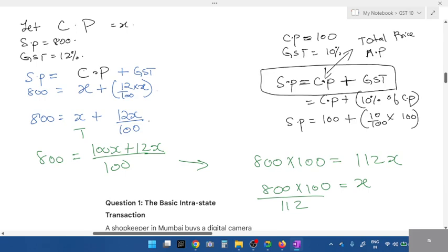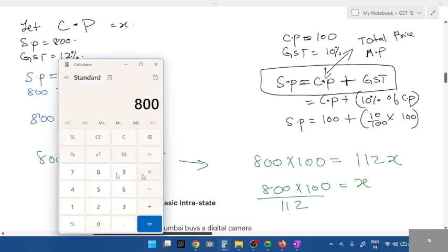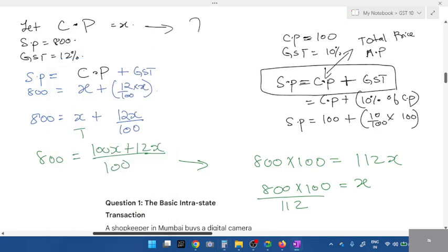I've just changed the question, students. Cost price. Sometimes they'll tell you to find mark price. So this is the formula. You'll get it in decimal. I'll do the calculation. Just ignore this. Look at 800 into 100 divided by 112. So 714.28.